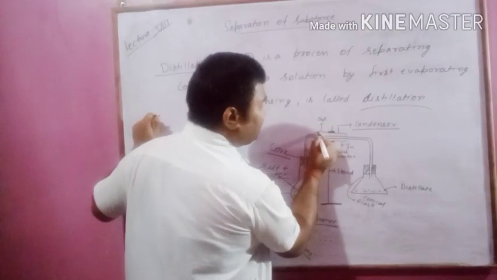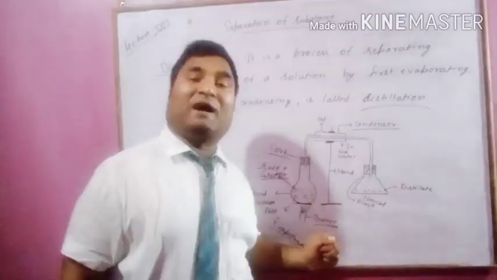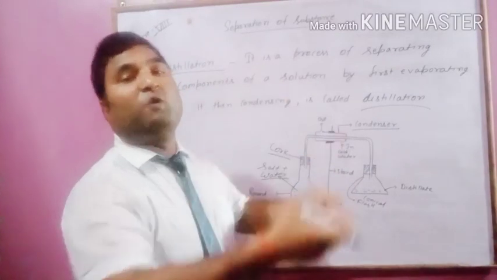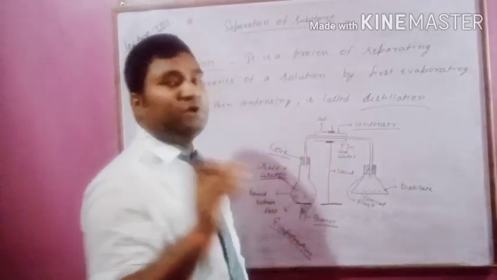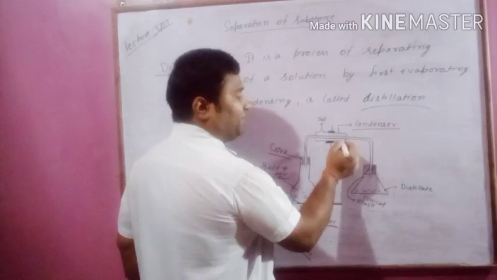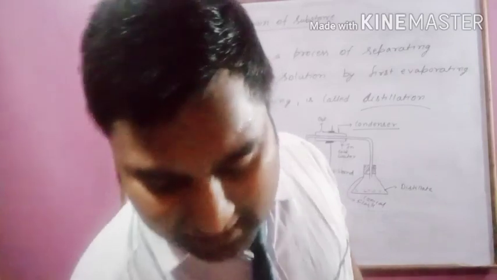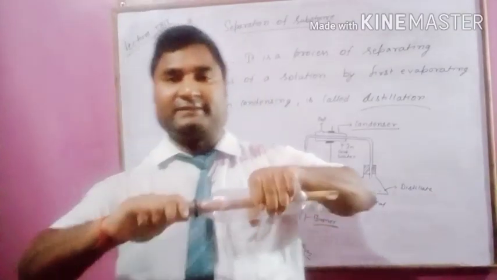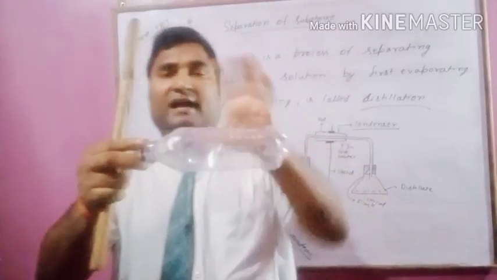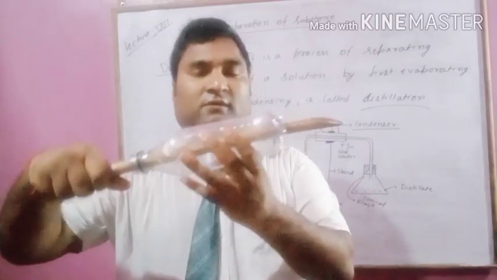There is a condenser. This condenser contains cold water, meaning there is a tube, and around that tube there is one more tube, and in that tube cold water is passed. There is a pump that is pumping the cold water. Cold water enters here and comes out from here. To explain that, I have made one small model, you can see this. Imagine this is the tube and this is the condenser.